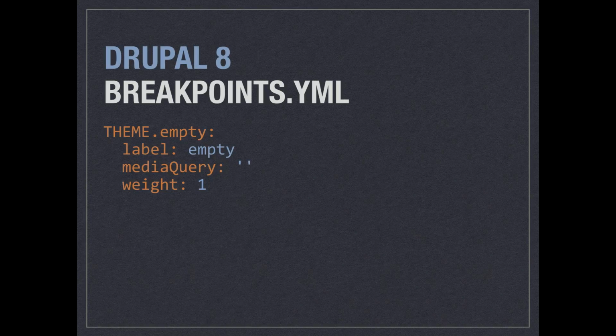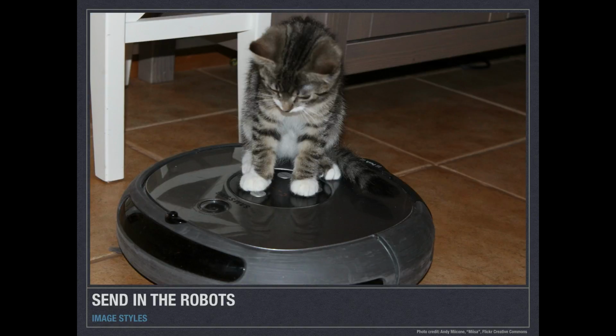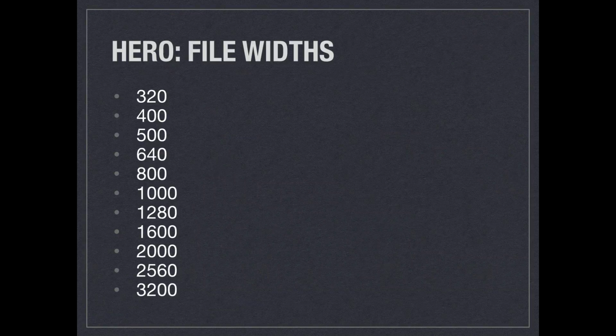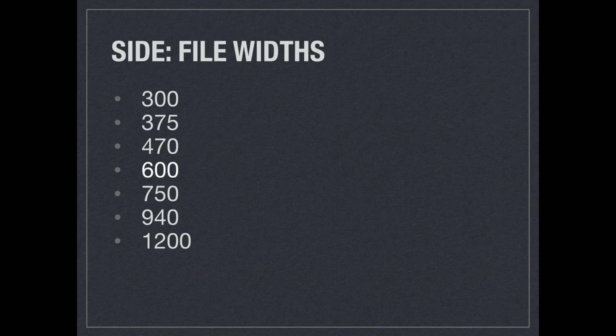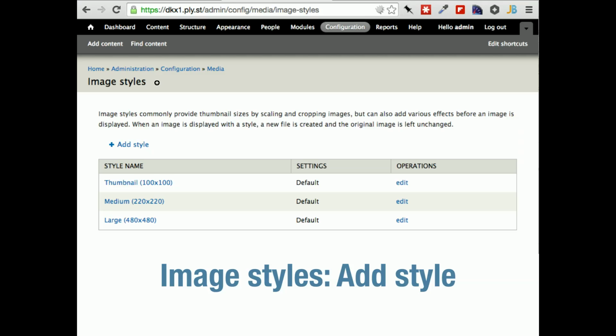That's what you'll need to do in order to create your responsive image styles. All right, so now we get to send in the actual robots and have them do our work for us. We have our list of file widths for our heroes, and we have our file widths for our side images. And now we just need to go to image styles. How many people have made image styles before on a Drupal site? Right? That's a pretty common thing to do. So this part, now we know what to do for each of these things. It's a little bit of a tedious task, but we have the information that we need to make all of these different ones.